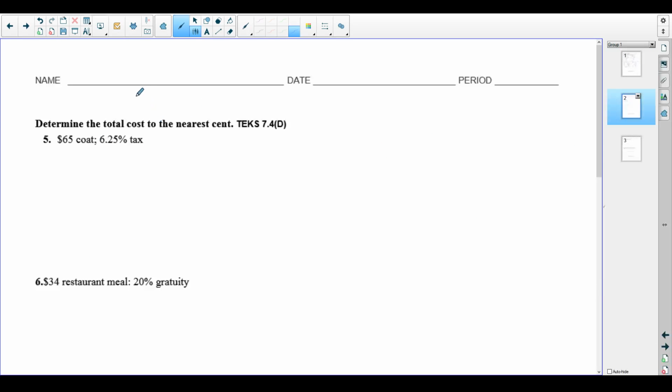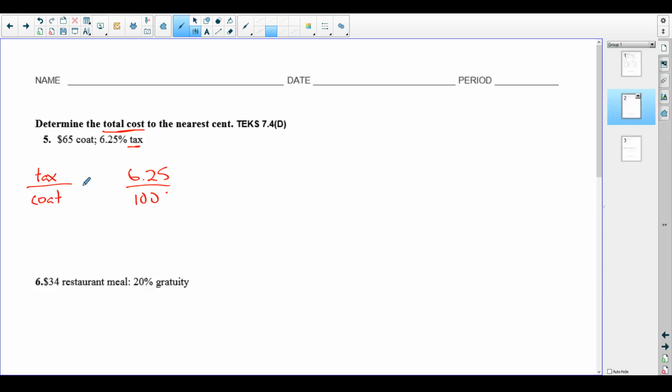So total cost, to the nearest cent. Okay, so we're finding total cost. So this time we're not solving for a percent, we're solving for an amount. So x is going to be on the left-hand side. In this case, we're talking about the percentage we have, 6.25 over 100. And that represents tax. So part of our key here should be tax. And we're getting taxed on our coat, or what we're buying. Let's call it coat, why not?